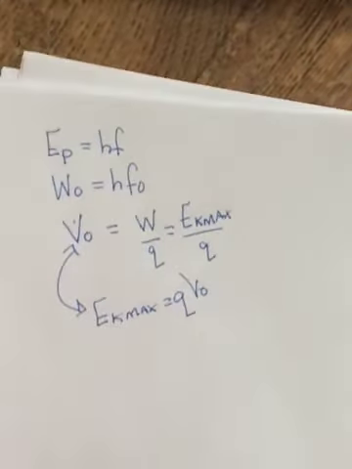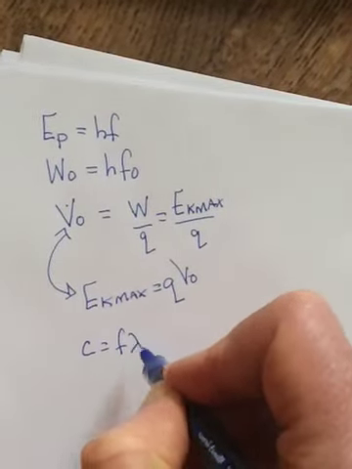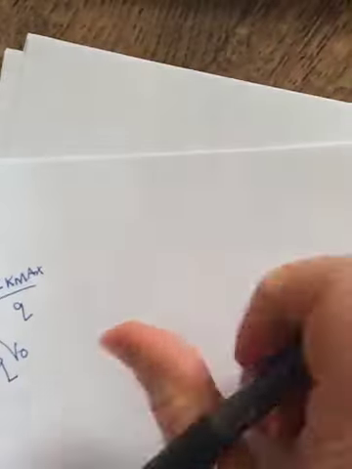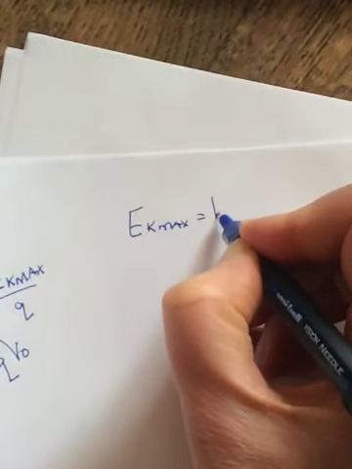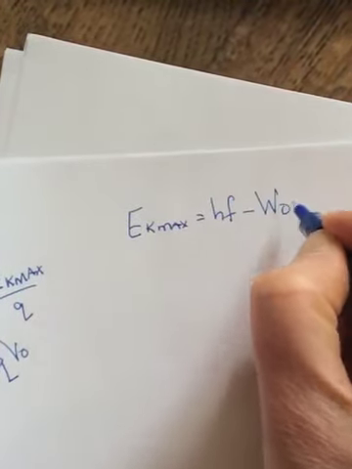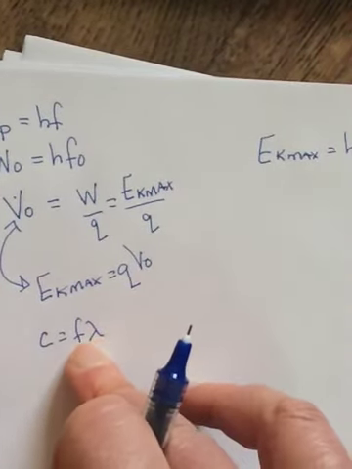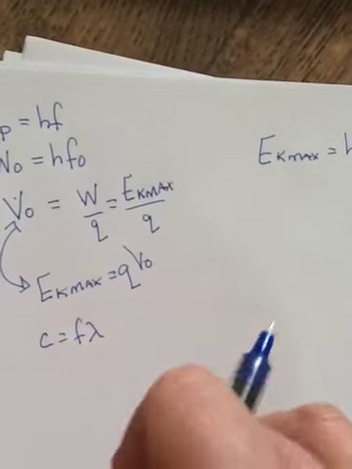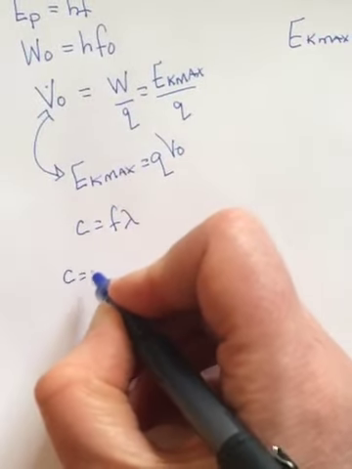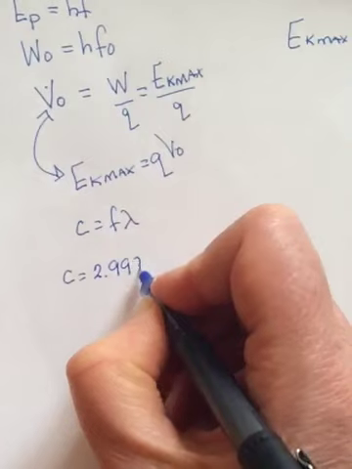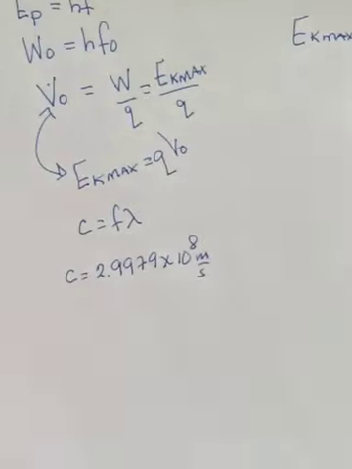So these two lead to each other. And then the one other little guy that we have is c is equal to f lambda. And then we have our big one, Ek max is equal to hf minus W0. Sometimes you'll be given the wavelength of the light, and then you'll need to use the speed of light to find the frequency so that you can use it over here. And remember, the speed of light is 2.9979 times 10 to the 8th meters per second.